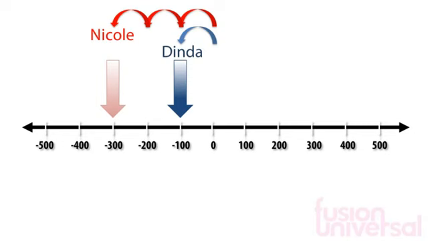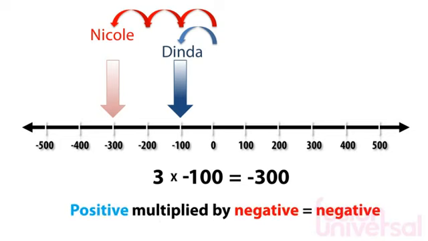This shows that 3 lots of negative 100 is negative 300. In other words, 3 times negative 100 is equal to negative 300. A positive number multiplied by a negative number gives a negative answer.